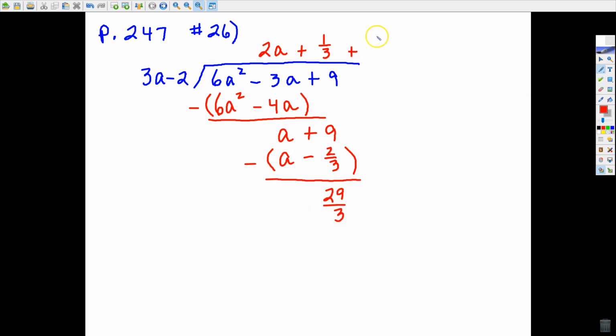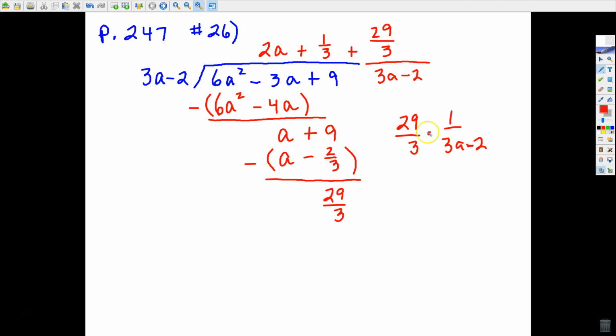Okay, well, the way we looked at in class to write the answer is we take the remainder, which in this case is 29/3, and we put that over the divisor, which is 3a minus 2. But we've talked earlier that we can't leave complex fractions, and that's what this is. We cannot leave an answer like this, so we need to simplify. And just think back to what you learned previously in earlier math classes. In this case, dividing by 3a minus 2 is the same thing as multiplying by 1 over 3a minus 2.